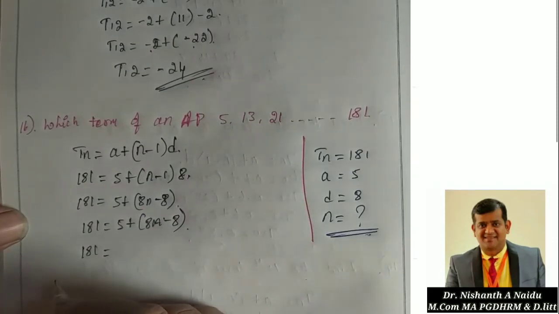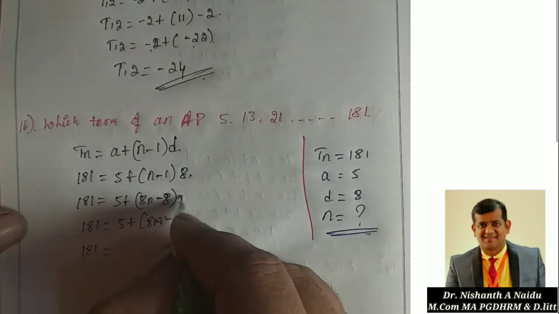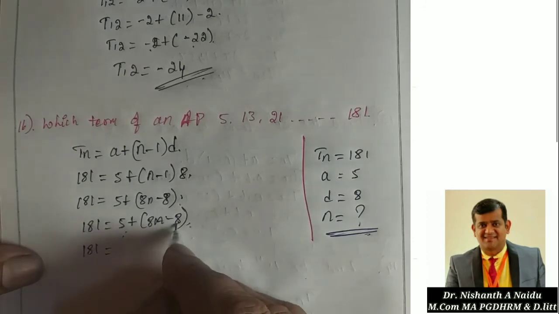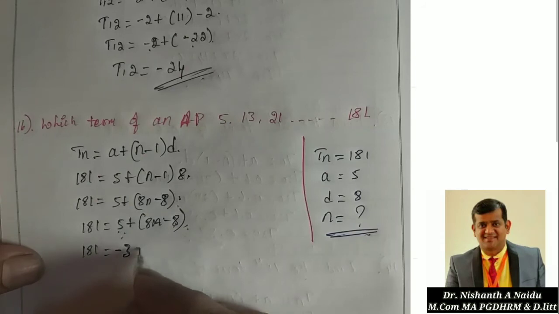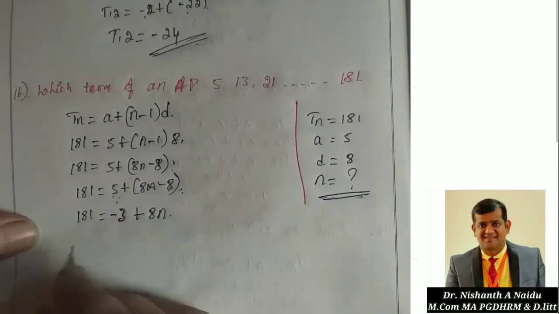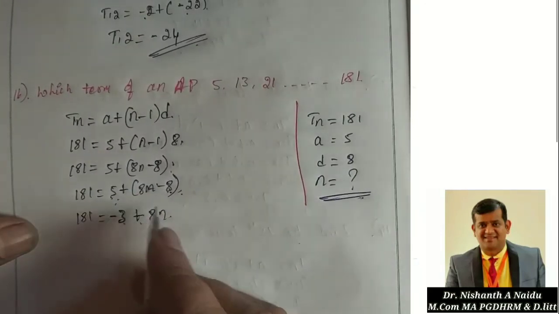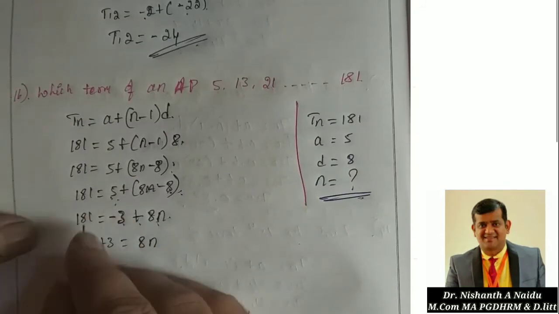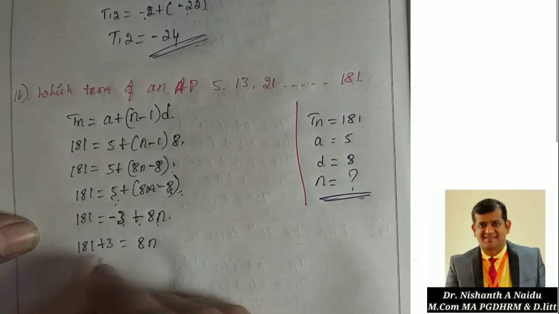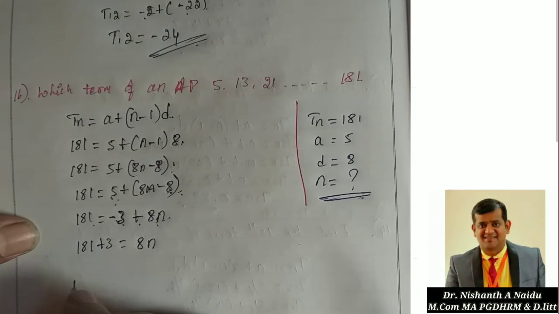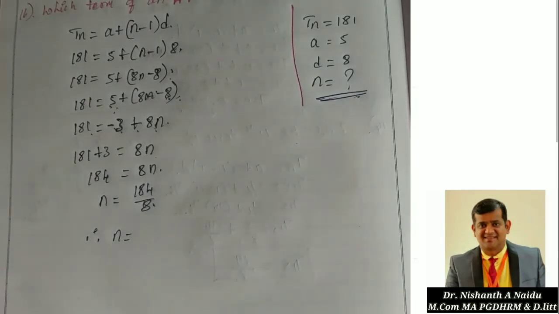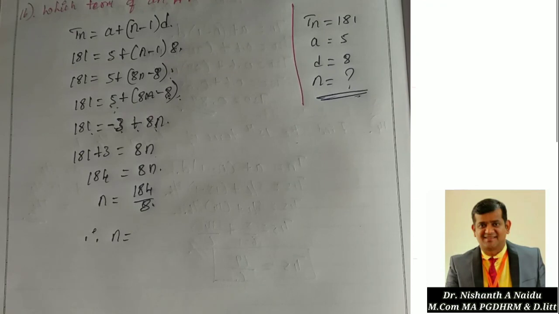So 181 equals, now this 8 whatever we had, if you shift it the other way around from here to here, this will become plus and this becomes minus. So 8 minus 5 is minus 3, minus 3 plus 8n. See, 8 minus 5 is minus 3 plus 8n. This 8n remains the same. Okay, so now 181 plus 3 equals 8n. So this 3 I have just shifted to the LHS. So minus becomes plus. So 181 plus 3 is 184 equals 8n. So therefore n equals 184 divided by 8. That comes to 23.